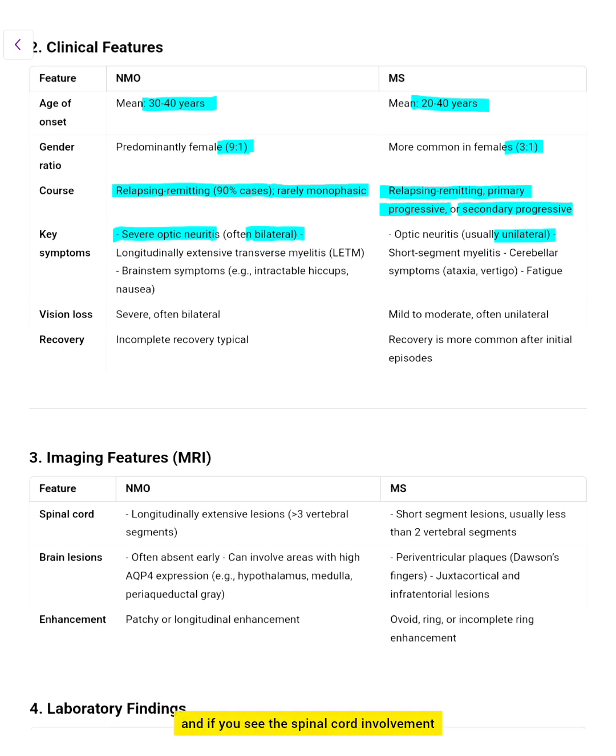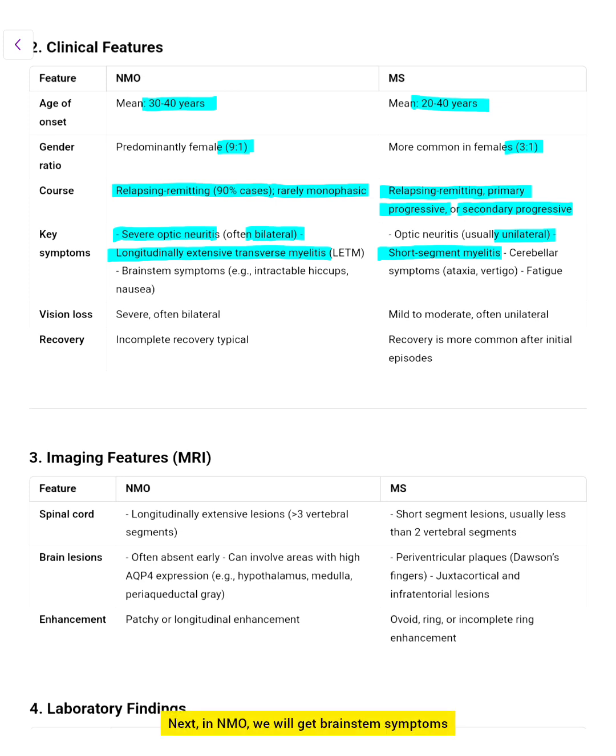And if you see the spinal cord involvement, in NMO, it will be a longitudinally extensive transverse myelitis kind of picture. But in multiple sclerosis, short segment myelitis will be there. So there will be continuous vertebral segments, spinal segments affected in NMO, that is more than 3 segments are affected. But in multiple sclerosis, it is less than 2, right? So it will be short segments that are affected.